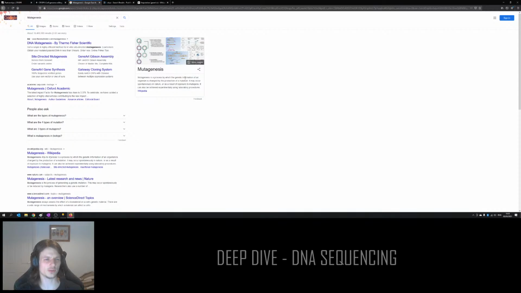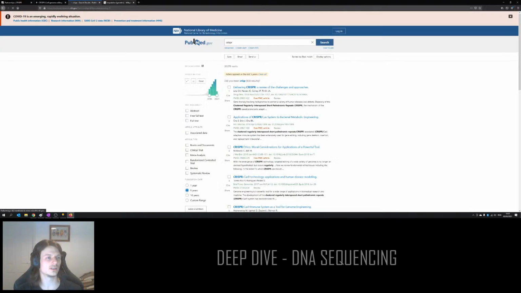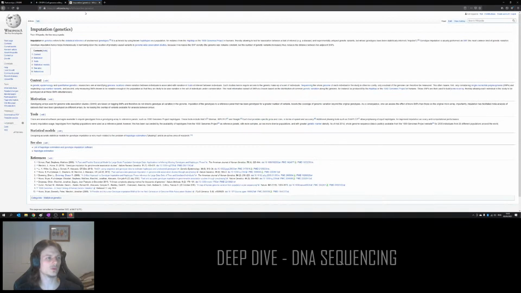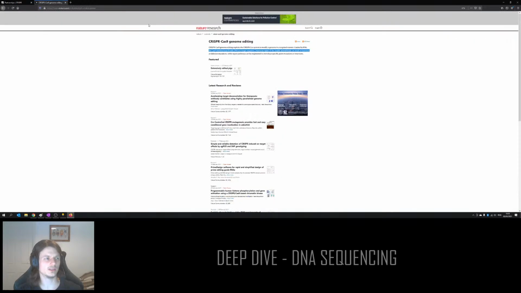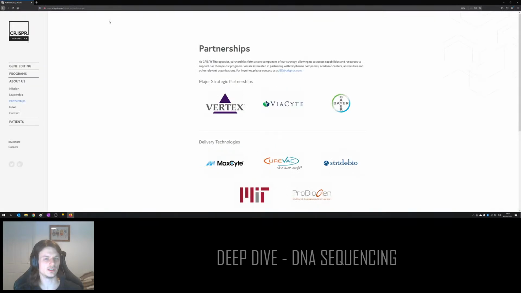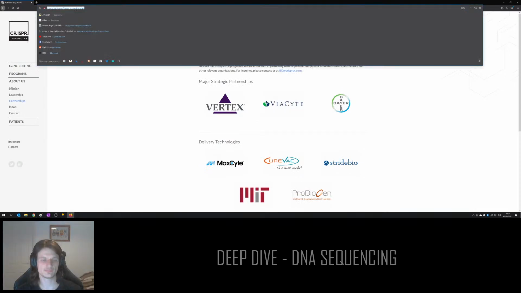Mutagenesis is a process by which the genetic information of an organism is changed by the production of a mutation. It may occur spontaneously in nature or as a result of exposure to mutagens. Okay, that was more of that stuff. And then imputation in genetics refers to the statistical inference of unobserved genotypes. It is achieved by using known haplotypes in a population. Okay, cool. Right, right.